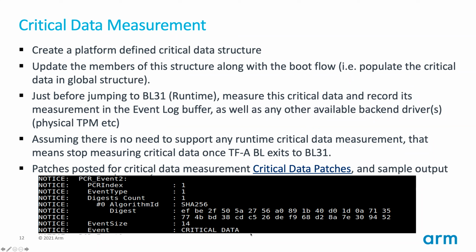So this is what the output looks like. This is the PCR index, PCR1, where the critical data is actually getting measured. For this also the patches are already in place. I tried these things with the FVP model and measured only one single critical data. But the platform functions are there. People can use those platform functions and measure the critical data by making the structures.